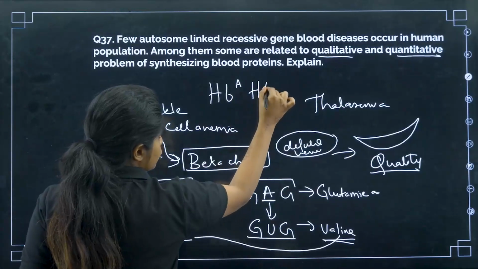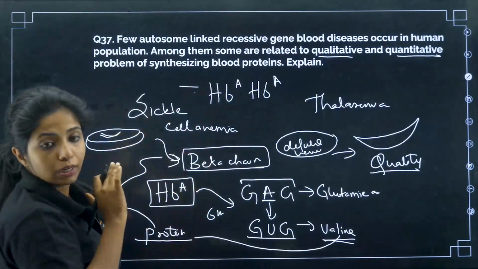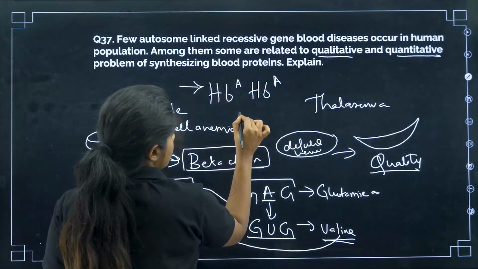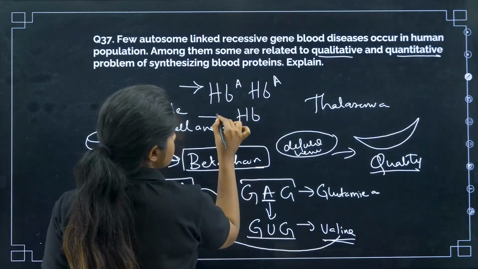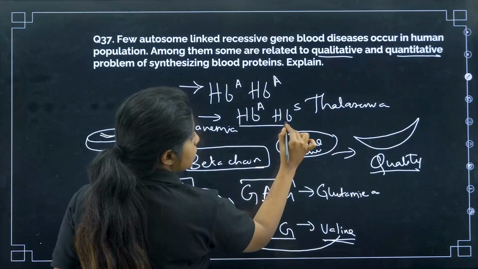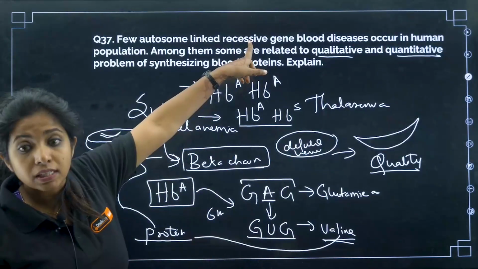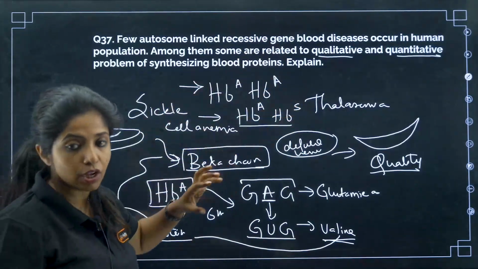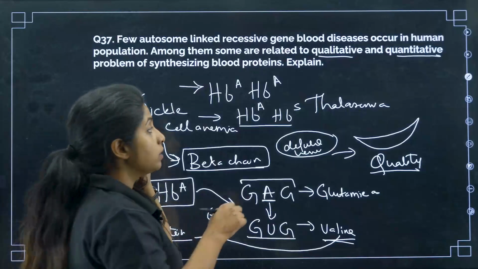If this is the condition, then the person is totally normal. Now, when it comes to sickle cell anemia, if someone is a carrier, they will have one HBA and the other one will be HBS. This is what? Carrier. But this is an autosomal recessive gene disease, so both of the genes should be recessive. That's when the disease is shown.